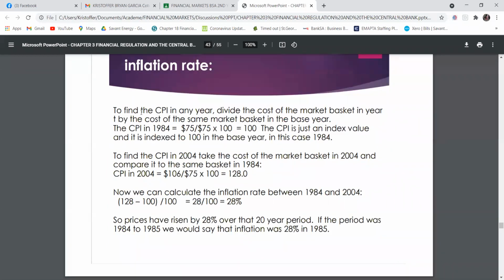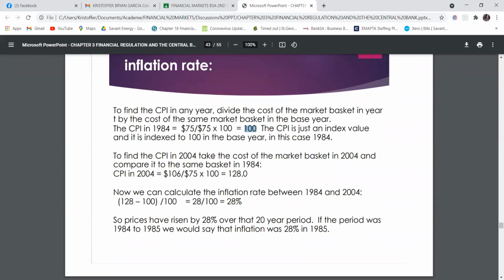So, to find the CPI in any year, divide the cost of the market basket in year T by the cost of the same market basket in the base year. So, sa madaling sabi, 75. So yung 1984 muna, computein mo daw yung CPI, Consumer Price Index, in 1984. So, 75 yung gastos mo. Ano yung base year mo? Wala ka pang pinagbabasehan. So, yun na rin. Divide 75 times 100 is equal to 100 yung CPI nung 1984.